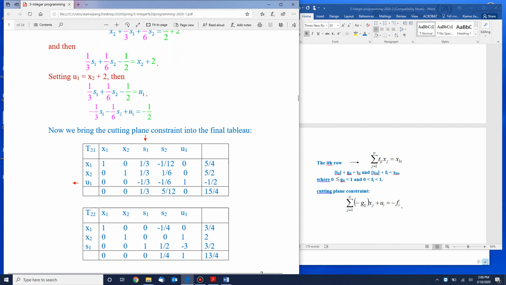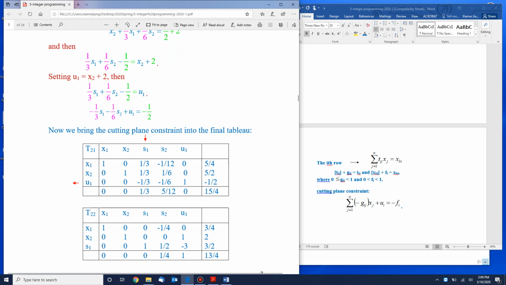And from this result, you can see x1, x2 are both still basic variables, and x1 equals 3/4, x2 equals 2. So you can see that we just cut off the fractional part of x2. However, we still have a fractional part in x1, so we need to cut the fractional part of x1, and that means we have to continue to work on it.